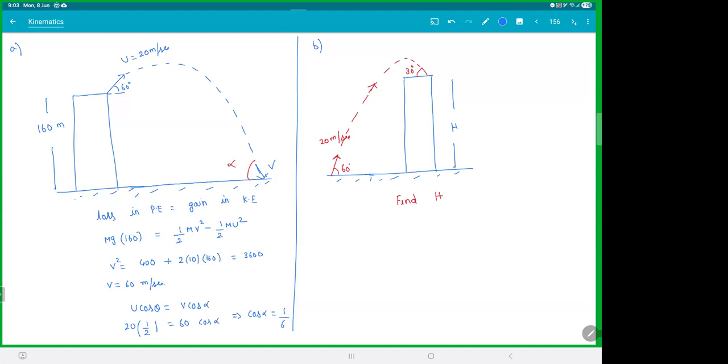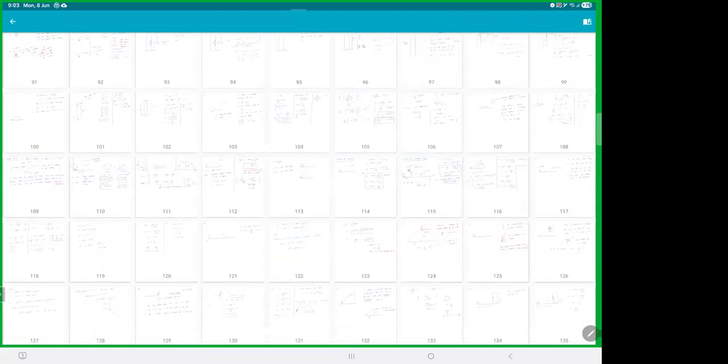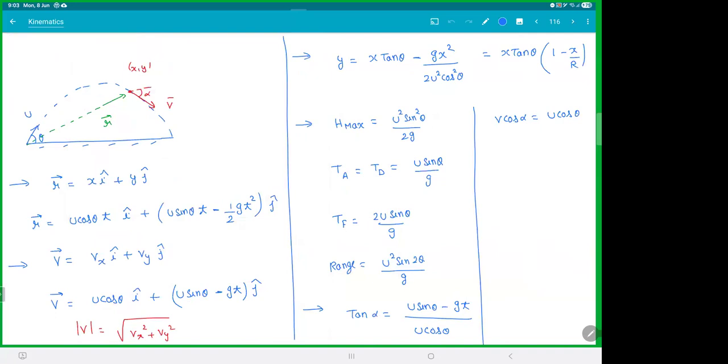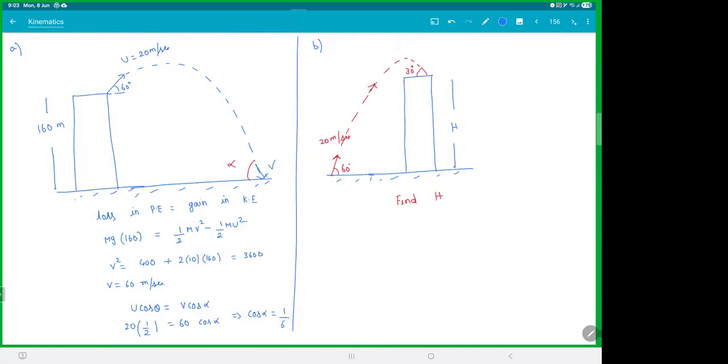How is u cos theta? Seriously? That is what you're asking. Please revise the notes. How can you ask that? There, this was the result we derived, isn't it? The horizontal velocity always remains the same. Yeah, it happens. We keep forgetting sometimes.